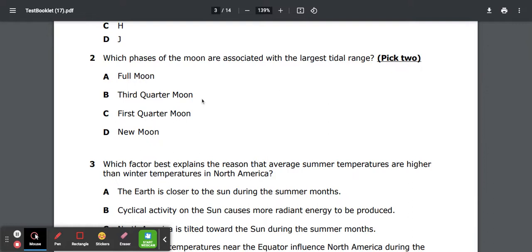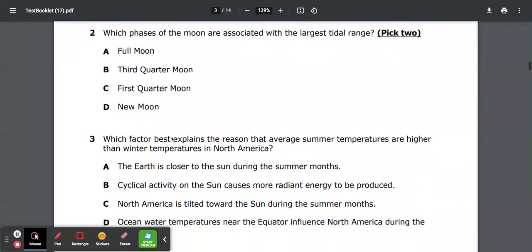Number two, which phases of the moon are associated with the largest tidal range? Pick two. So just like from question number one, I know that occurs with spring tides, which happen during a full moon or a new moon. So those should have been my answers.